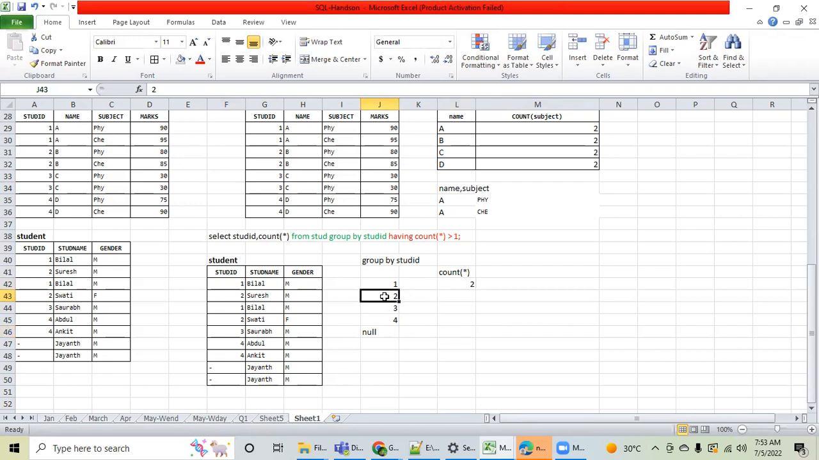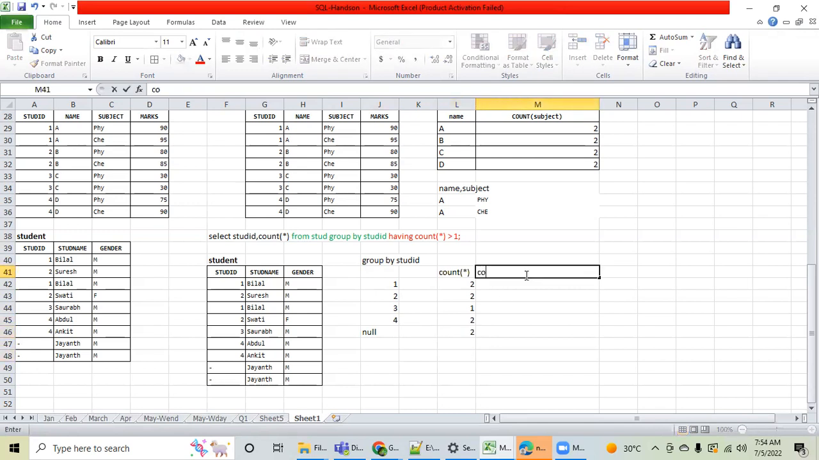The second bucket name is 2. How many times is 2 coming here? Once, twice, 2. The third bucket name is 3. How many times is 3 present? Only once. 1 here. 4: how many times is 4 there? Twice. Give 2 here. Now null. Will it consider null in COUNT of star? Yes. And the output here is 2.